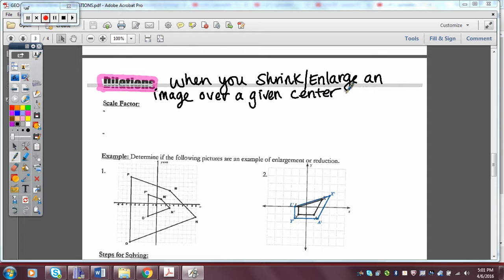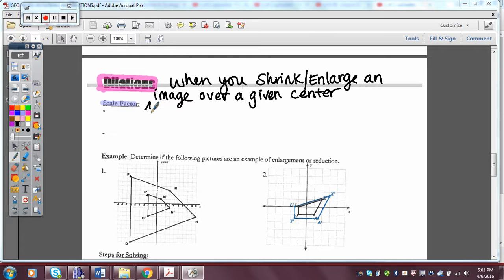Okay. So if you look, preview down below and you look at these pictures, notice P and P prime, they're no longer the same shape. One's large and one's small. I'm either shrinking or I'm enlarging. Okay? And how we shrink or enlarge is by what's called a scale factor.